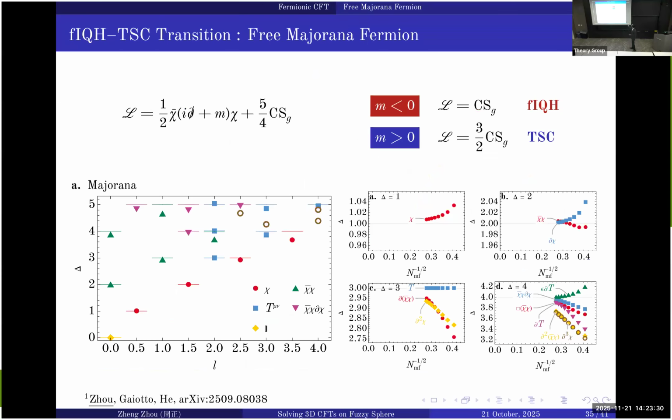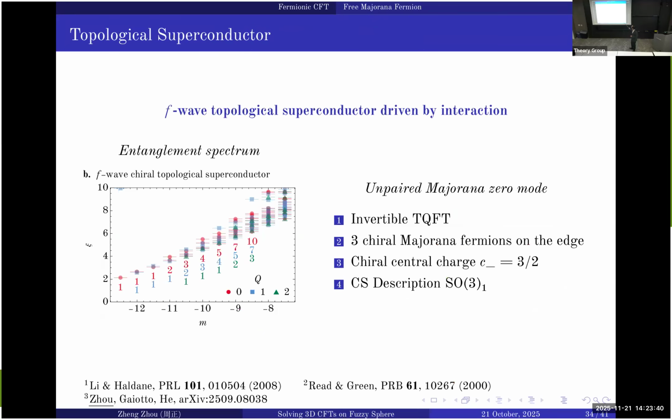But the two phases, for example, the F-wave superconductor, can be interpreted as three gapped Majorana fermions. And we indeed see three Majorana fermions on its edge. This can be verified, for example, from the degeneracies.